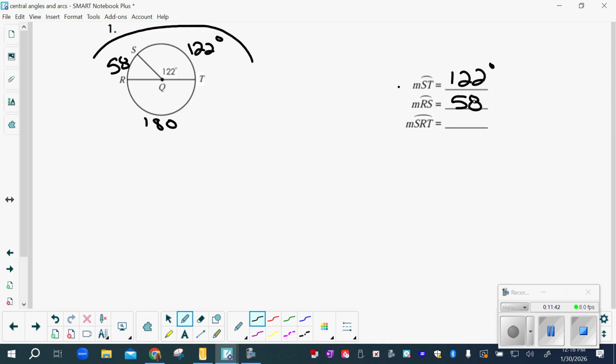Last one, be careful on this one. Get a calculator out. We want to go S to R to T. You're going to add them because you're going all the way.